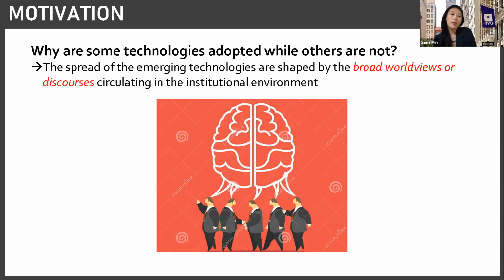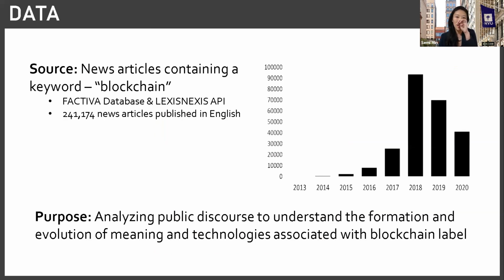To answer this question, prior scholars focused on the role of evolving discourse around the technology that constantly facilitates the interpretation of technology, articulates its values, and legitimizes its use throughout the technology lifecycle. Inspired by this perspective, I investigated how meanings of blockchain technologies were formed and evolved, facilitating its early stage adoption process. To investigate this question, I scraped news articles containing the label blockchain from 2013 to 2020, like Miranda's work. These articles were published in English from all around the world.